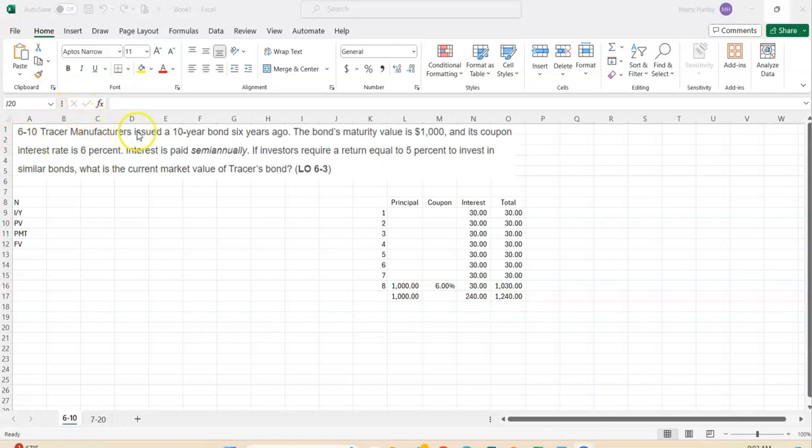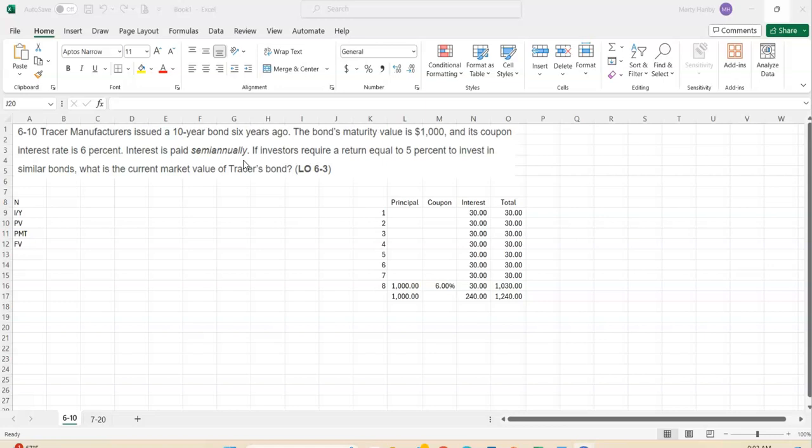So let me read the question, and then we'll talk more about the debt service schedule. The Treasury manufacturers issued a 10-year bond 6 years ago. So 10 minus 6 means there's 4 years remaining. The bond's maturity value is $1,000. The coupon interest rate is 6%. Interest is paid semi-annually.